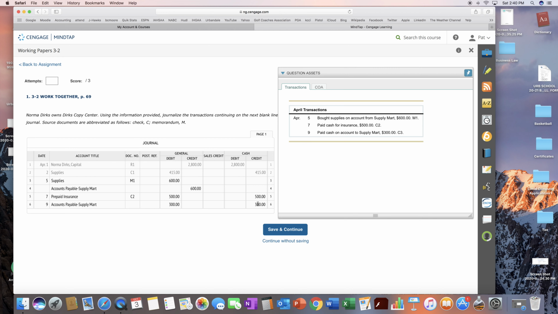So $300 credit to cash, $300 debit to account payable Supply Mart lowers both cash and our liability. You have the source document C3 to indicate we wrote a check there. Hope that makes sense.